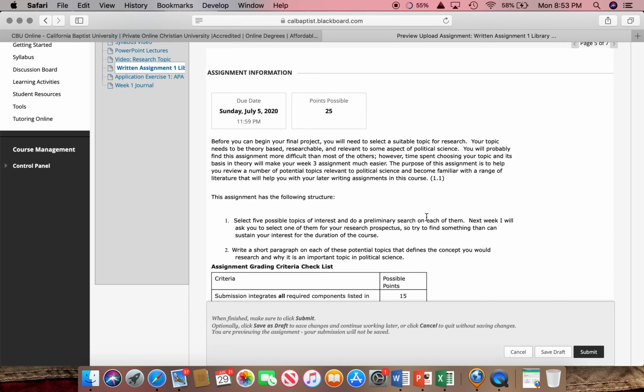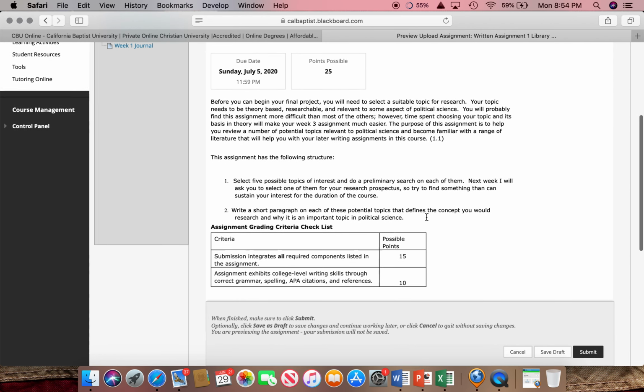However, time spent choosing your topic and its basis in theory will make your week 3 assignment much easier. The purpose of this assignment is to help you review a number of potential topics relevant to political science and become familiar with a range of literature that will help you as you later write assignments in this course. So your assignment has the following structure.